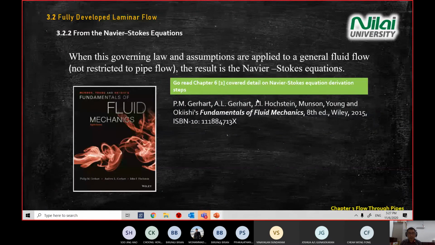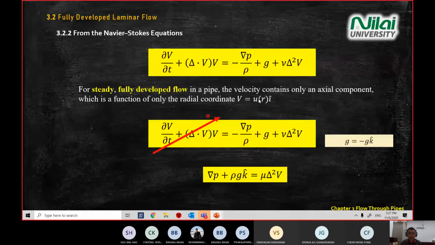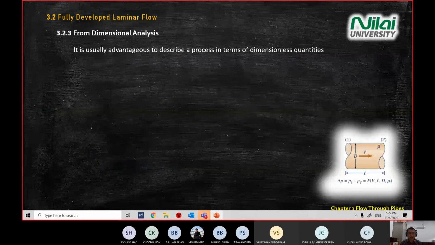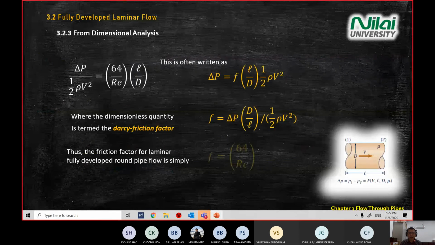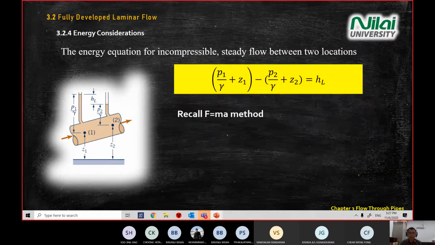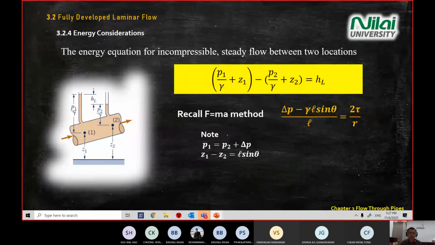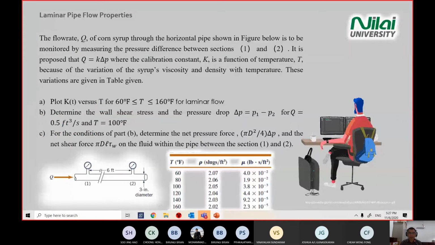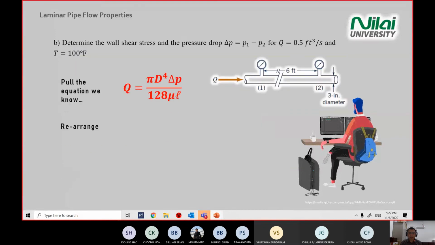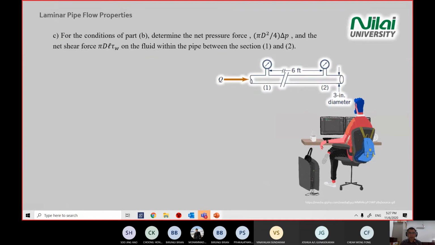It is basically about the Navier-Stokes equation. So I'm going to skip all this. You can read it. All these equations flying in and out, you can read all of these.